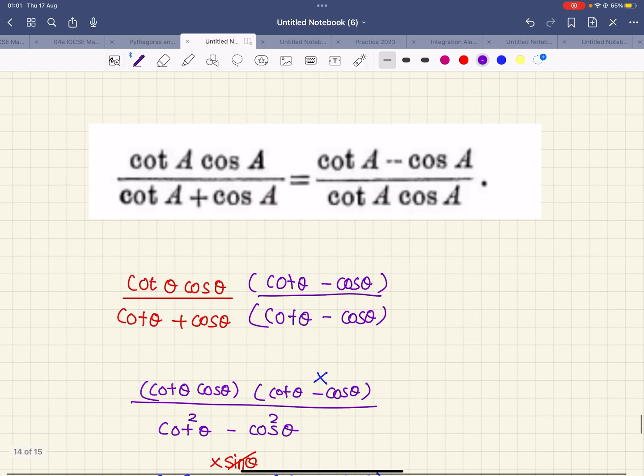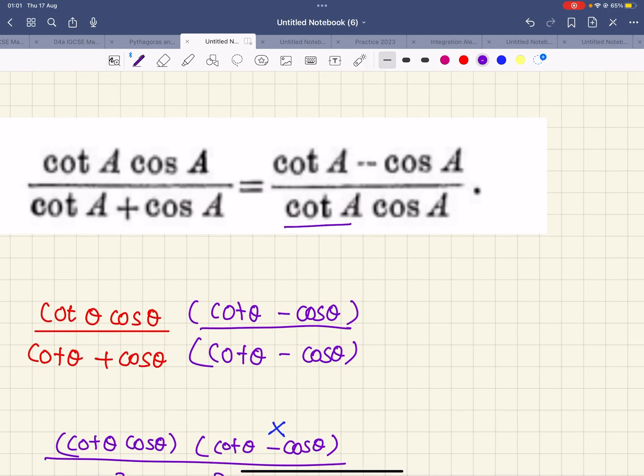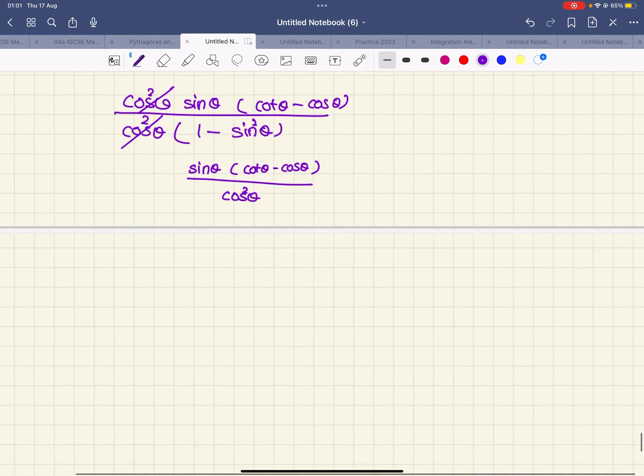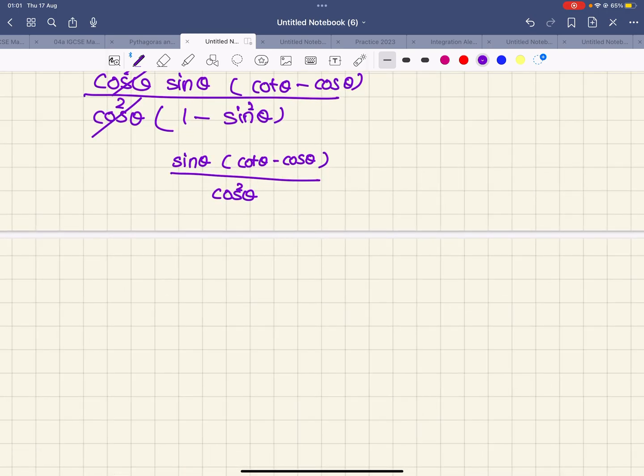Let's look at the requirement. The requirement is cot theta, cos theta should be there. Now what I'm going to do here is this sine. So if you see here, I've got sine, cos, which is basically tan. So sine over cos is tan. And then I've got a cos there in the denominator. So I'm going to keep the cos as is.